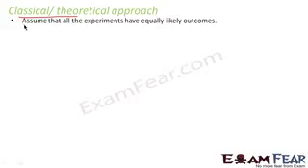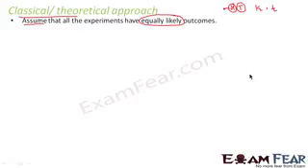Here, the first thing is, please assume that all the experiments have equally likely outcomes. I'll explain this. This is the assumption we are making, that all the events are equally likely outcomes. When I say equally likely, for example, head and tail, the probability of head and the probability of tail are equal. All are equally likely. That is, the probability of head will always be 1 by 2. Tail will always be 1 by 2.